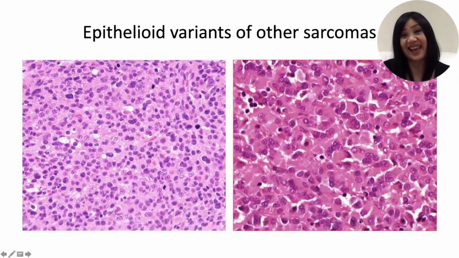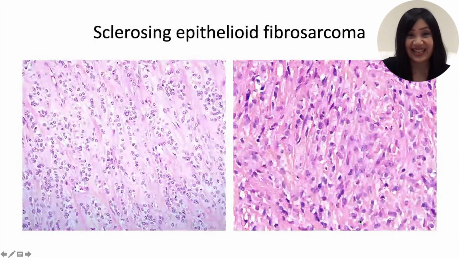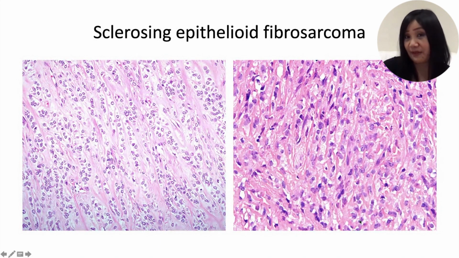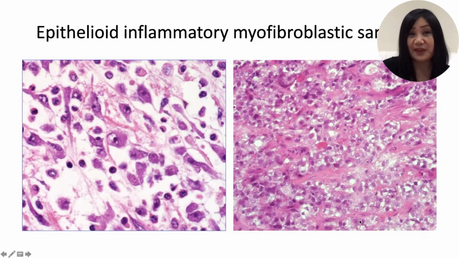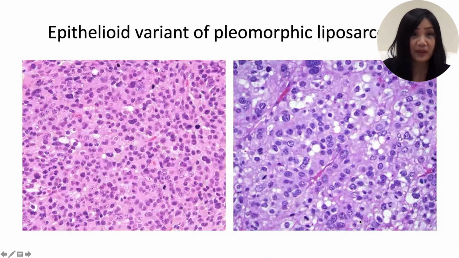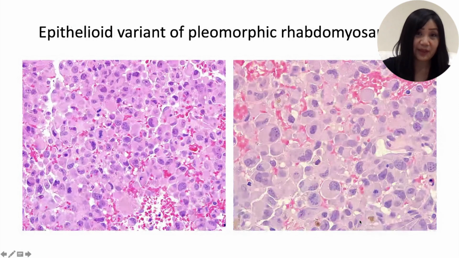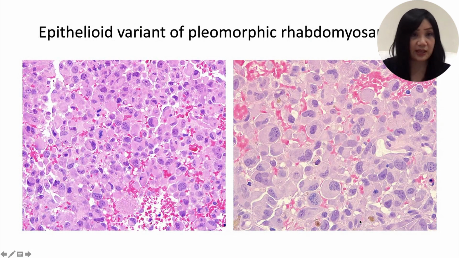And before we end, just one minute on epithelioid variants of other sarcomas, because we tend to forget these. So just to highlight sclerosing epithelioid fibrosarcoma, which Prof mentioned, epithelioid inflammatory myofibroblastic sarcoma, an aggressive IMT variant, epithelioid GIST, which sometimes we have difficulty with because it can variably resemble renal cell carcinoma or adrenocortical carcinoma or PEComa, and the epithelioid variant of pleomorphic liposarcoma. And epithelioid variants can also occur in other sarcomas, including myxofibrosarcoma and rhabdomyosarcoma. Pleomorphic rhabdomyosarcoma has an epithelioid variant here.